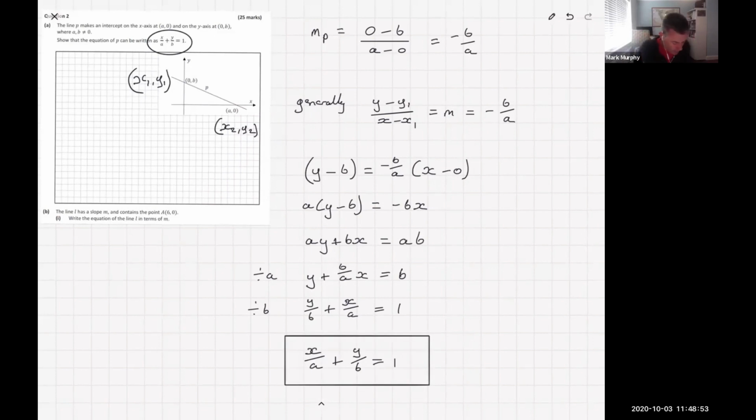That was that question. The second part is here. It says the line L has a slope m and contains the point (a, 0). Write the equation of the line in terms of a and m. Again, it looks a bit strange, but again, just write down what you want. So let's say slope m, I'll just define that now. Say slope m. Shall I start again?